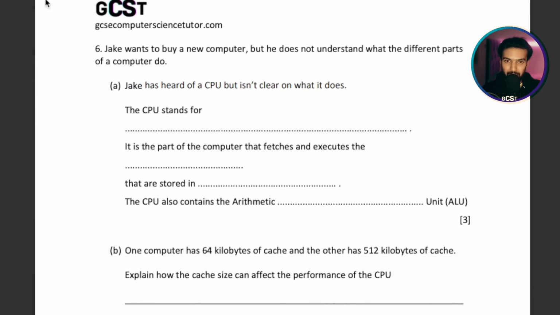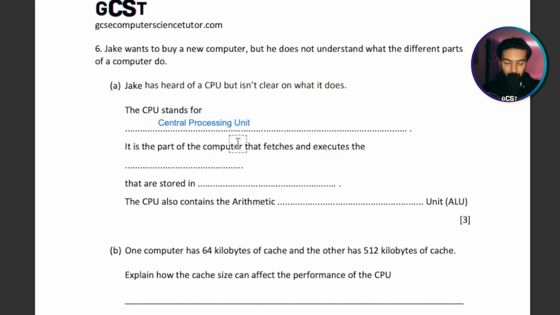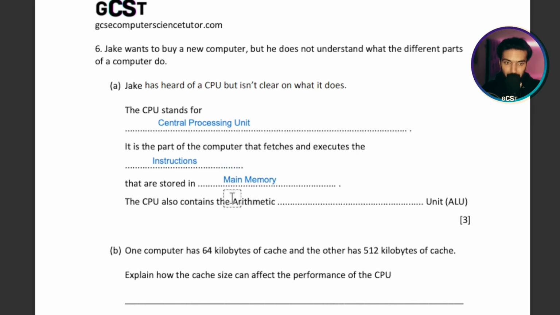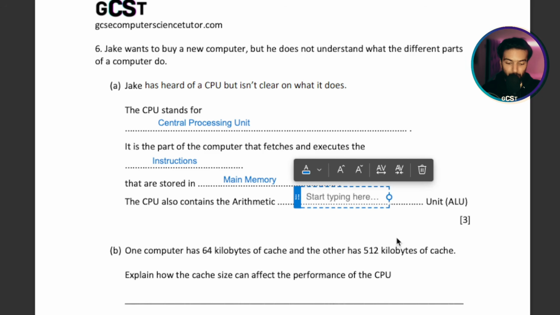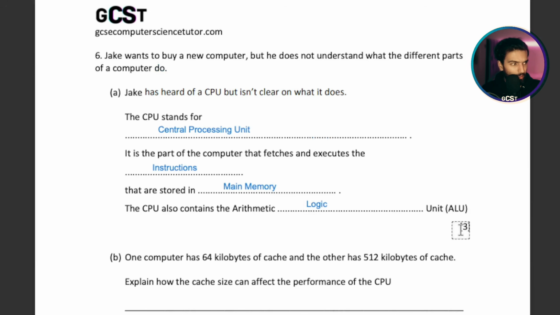Alright, question 6. Jake wants to buy a new computer, but he does not understand what the different parts of the computer do. Jake has heard of a CPU but isn't clear on what it does. No worries, we will explain to him how it works. The CPU stands for the Central Processing Unit. It is a part of the computer that fetches and executes the instructions that are stored in main memory, or the RAM, and the CPU also contains the ALU, which is the arithmetic logic unit. Nice and straightforward. Again, this should be 4 marks.